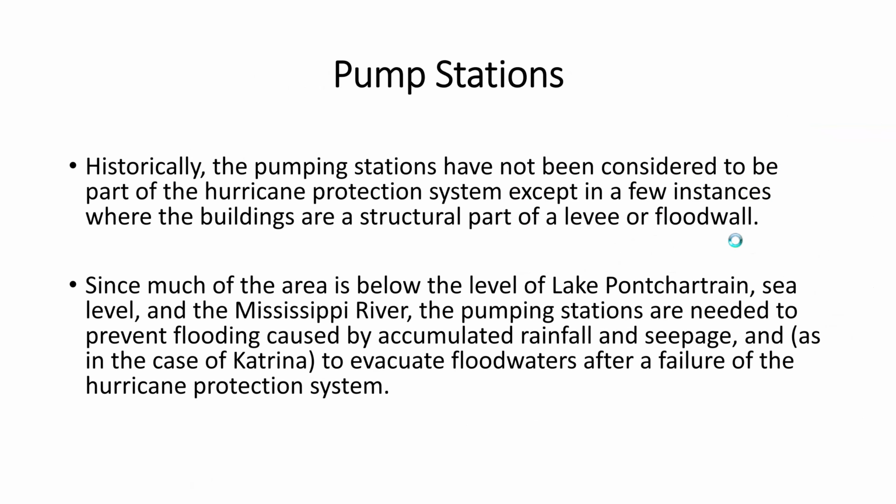And also the pumping stations have not been considered to be a part of the hurricane protection system, except in a few instances, like where the buildings are a structural part of a levee or flood wall. And since much of the area is below the level of Lake Pontchartrain or sea level and the Mississippi River, the pumping stations are needed to prevent flooding caused by accumulated rainfall and seepage, and, as in the case of Katrina, to evacuate flood waters after failure of the hurricane protection system.